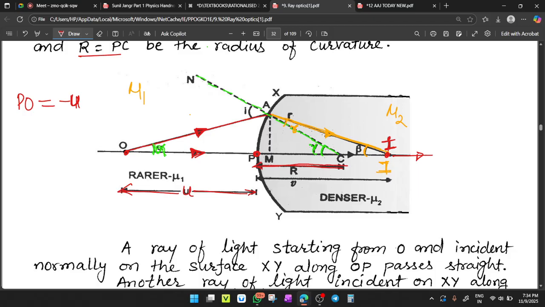Okay. Then second, P to C is equal to the radius of curvature, that will be plus R. And P to I, that is the distance of image, that will be plus v. Clear? Okay. So all the distances are there.